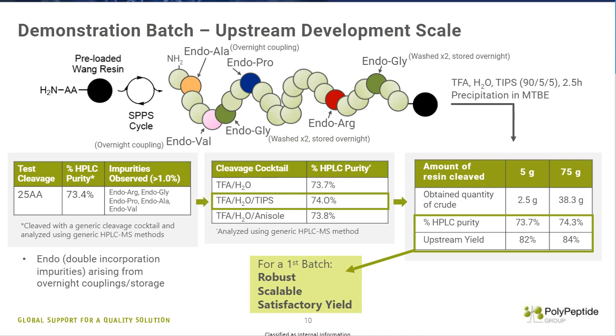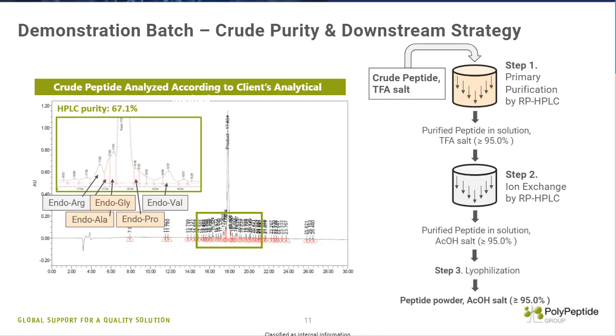So taking the material that we cleaved from our 75 gram cleavage, we then looked at the crude purity of the peptide according to the client's analytical method. By looking at the HPLC chromatogram, we see that a lot of these endo impurities, the endo-Ala, the endo-Gly, and the endo-Pro, came very close to the actual peptide peak itself. So we saw these as critical impurities that we'd have to really work on in terms of purification downstream. These were really the impurities that we sought to get rid of.